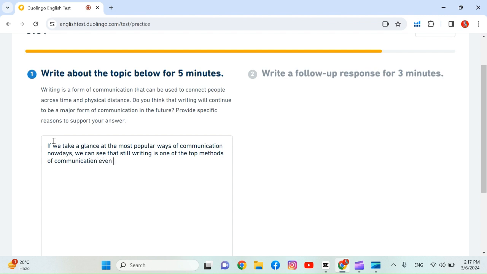Communication, even in the digital world, whether it's writing emails or just texting on WhatsApp, writing plays a significant role in daily communication.